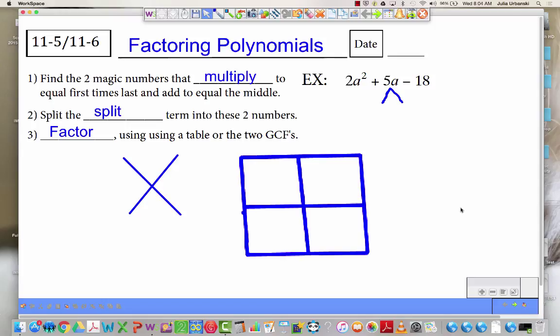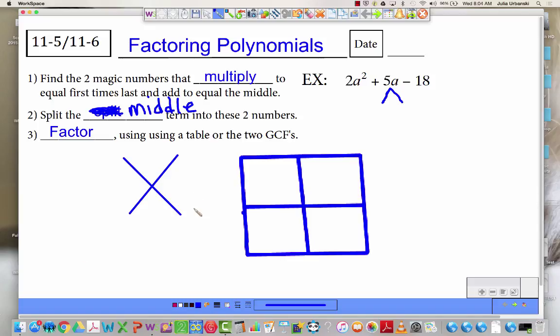Okay, so B on the side that says 11-5, 11-6. We're going to split the middle. Change that, please. And then factor using one of your methods. Change number 2, please. It says split the middle.